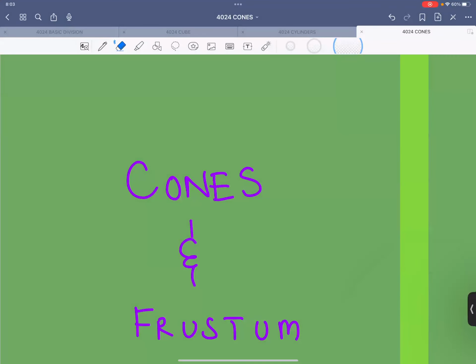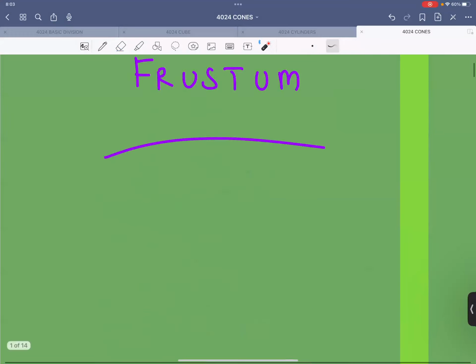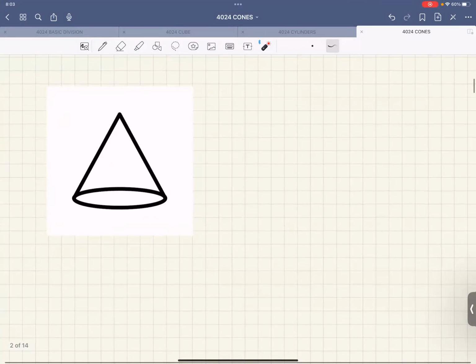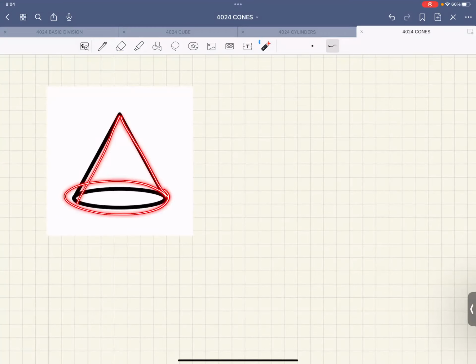We are starting with cones and frustum. It falls under the category of 3D mensuration. Now, the figure that you see over here, that is a cone. Yes, the same cone that we use for ice cream, the ice cream cone.